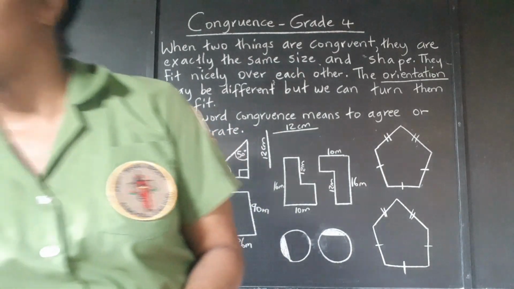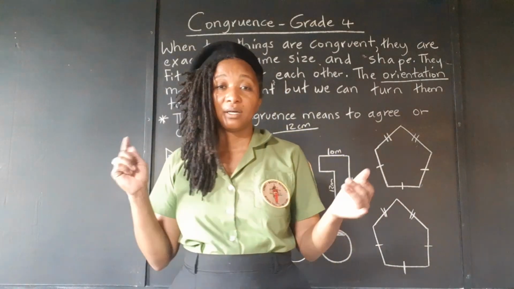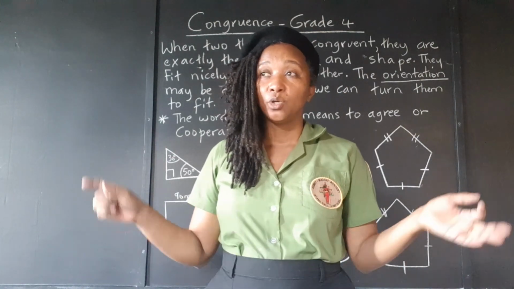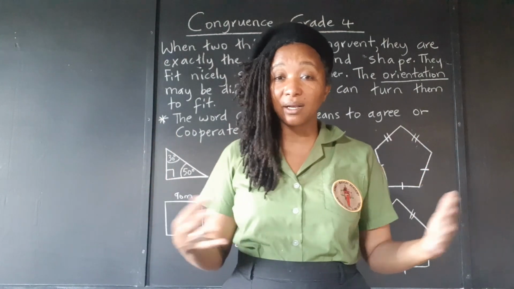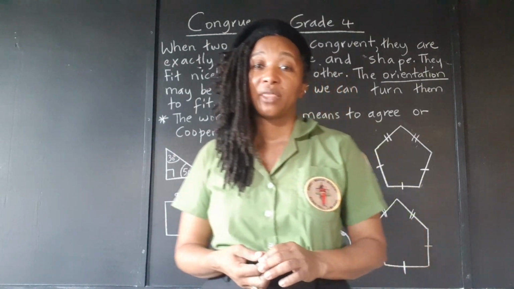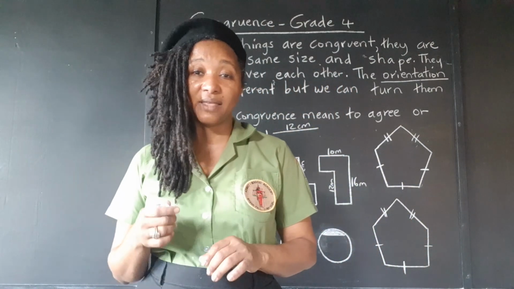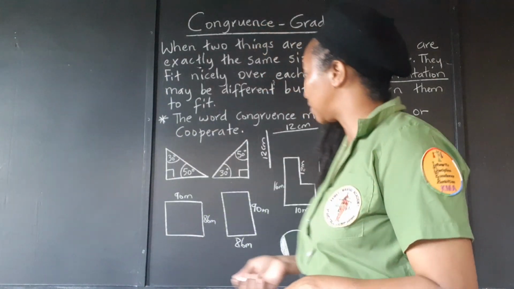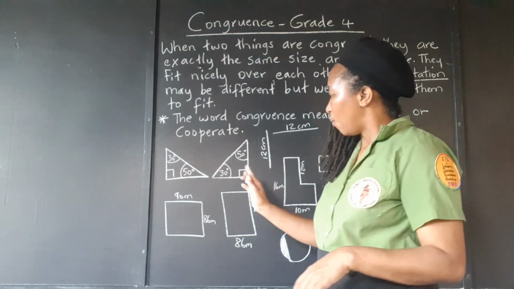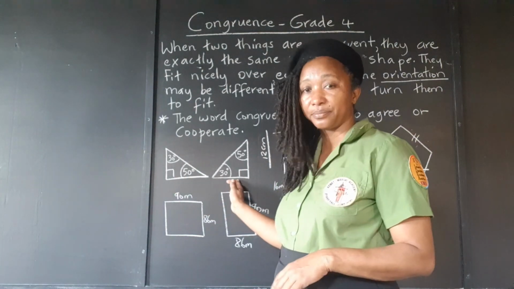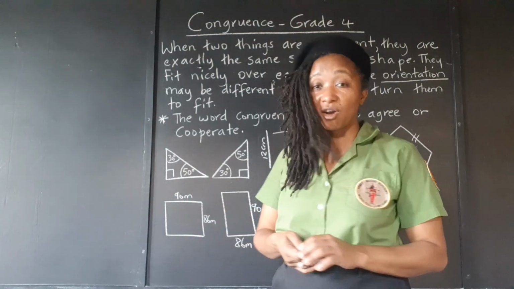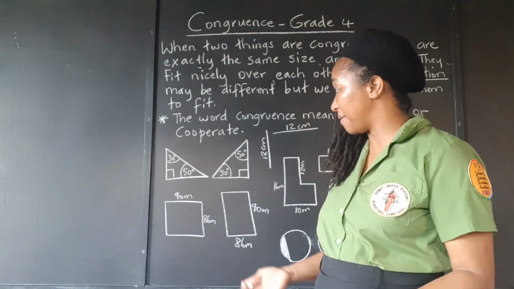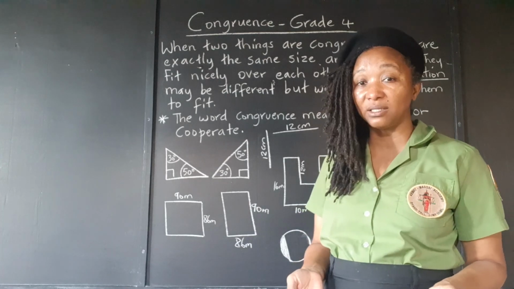So when we talk about congruence, whether in terms of two lines, two polygons, two angles, comparing the angles, they have to be exactly the same for us to say that they are congruent. So let's look. We have these two triangles. Are they congruent to each other? Look carefully at them. Are they the same, the two same triangles?